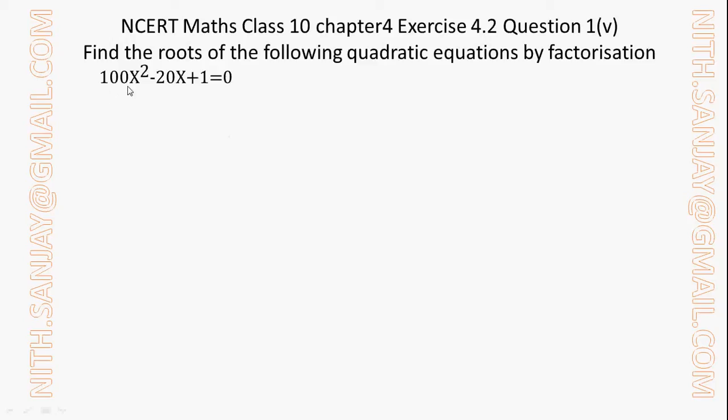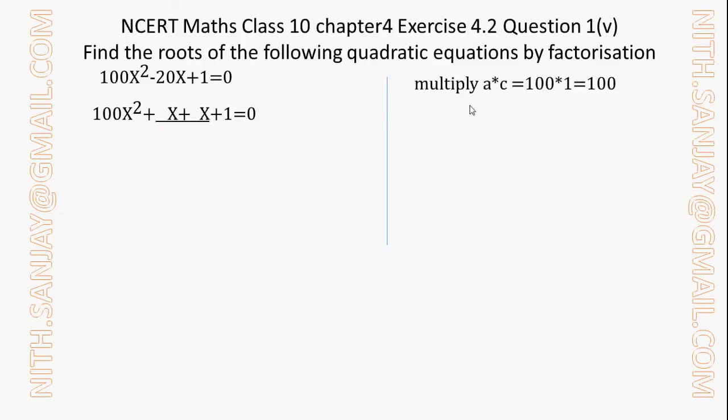The given equation is 100x square minus 20x plus 1 is equal to 0. When we want to solve any equation by factorization, we have to split the middle term into two terms in such a way that when we add up these two terms, they should be equal to minus 20x, and when we multiply these two terms, their multiplication should be equal to the multiplication of the coefficient of x square and the constant term.